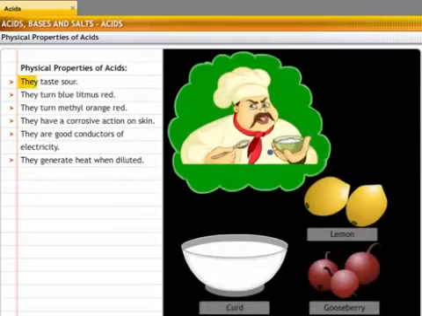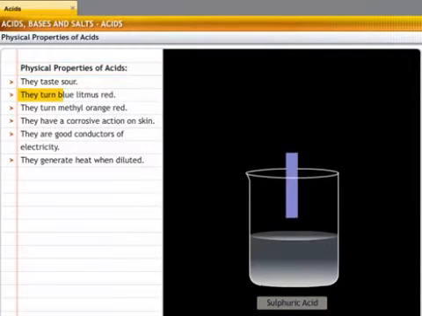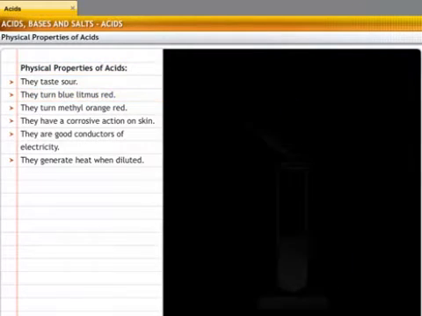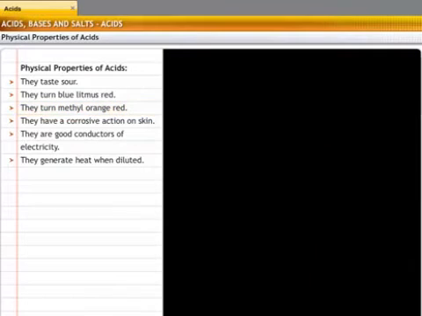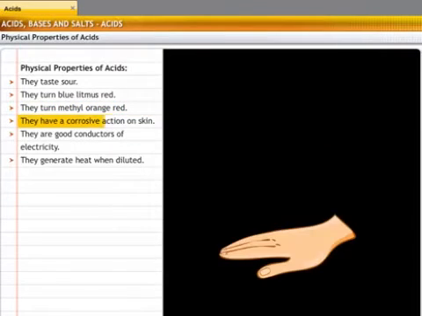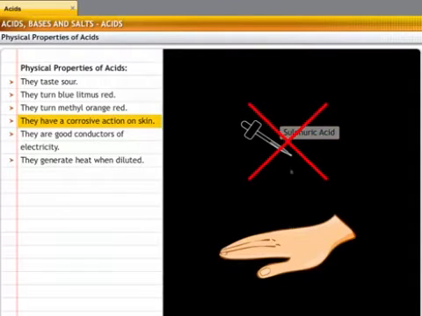We already know that acids taste sour. Acids also have other physical properties. Acids turn blue litmus red. They also turn methyl orange red. Acids have a corrosive action on the skin. Sulfuric acid stains the skin black. Nitric acid stains the skin yellow, and hydrochloric acid leaves an amber stain on the skin.